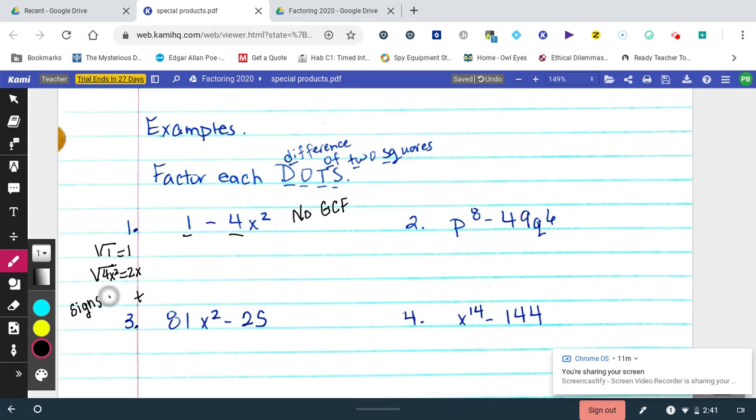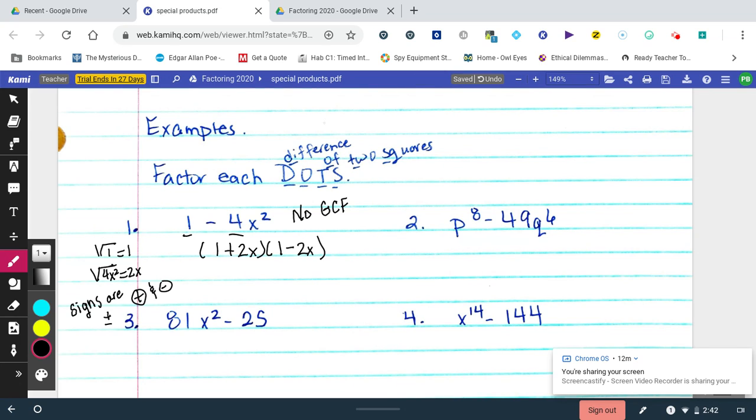Your signs are plus and minus, okay? And we normally write it like this, plus and minus. All right, so we're going to write 1 plus 2x and 1 minus 2x. That's all you do. You're done.